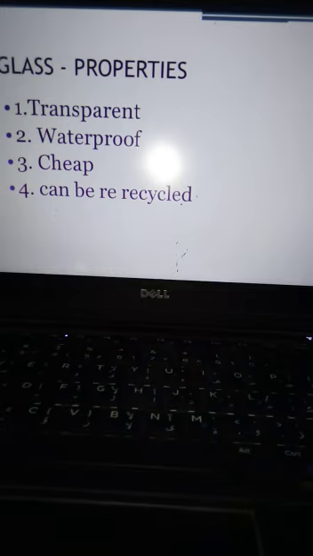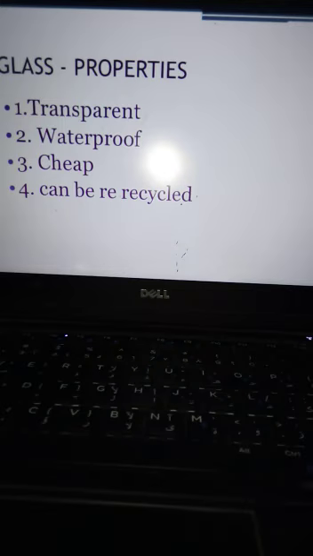Commonly used material is glass. What are the properties of glass? Glass is transparent. It can pass light through it. That's why glass is used to make mirrors and lenses. It is waterproof. It does not react with the food or drink inside. That's why glass is used to make a cup or the containers.